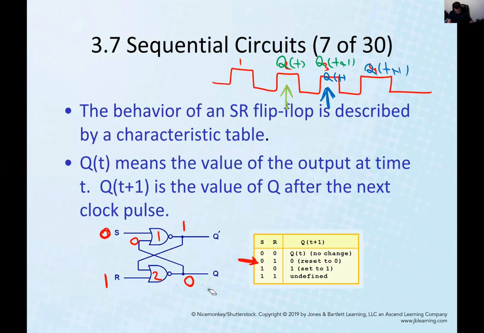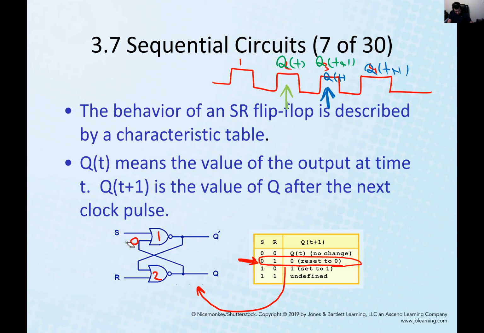And the same thing is shown in this row. It says that if S is 0, R is 1, the Q(t+1) is reset to 0. What is Q(t+1)? Of course, Q(t+1) is this value. Okay, is it clear, this part? Okay, now let's move to the other example.